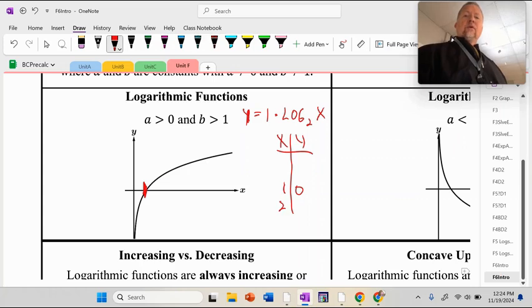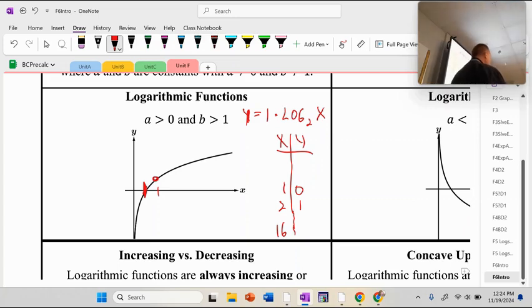Next one, 2. What's log base 2 of 2? 1. So (2, 1). Let's go crazy. Let's go to 8 or 16. You do 4 next, then 8, and then 16. Don't worry, I'll be done soon. All right, what's log base 2 of 16? 4. So way out, (16, 4).